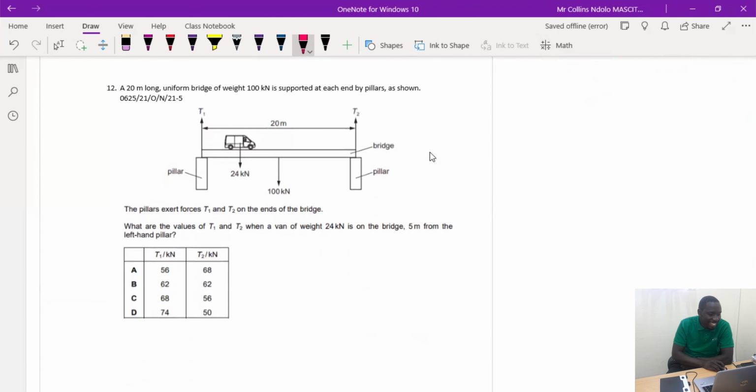All right. I don't know why students always find moment of a force to be challenging, but I hope it is not you. But if you're the one, let's look at this one here. Question number 12. A 20-meter long uniform bridge of weight 100 kilonewton is supported at each end by pillars as shown. I want to teach two concepts here. One is about moment, another one is about prefix.